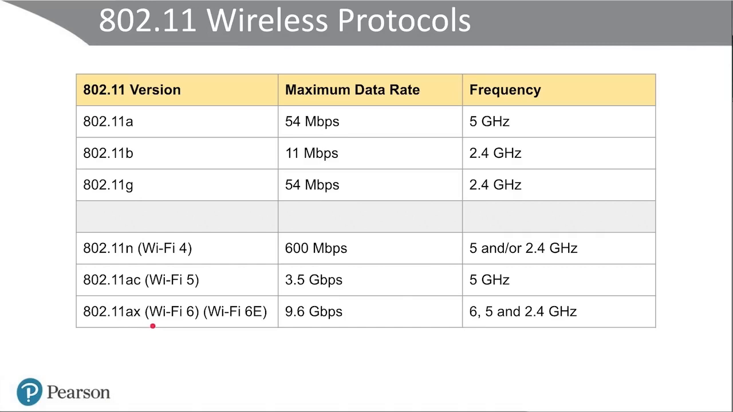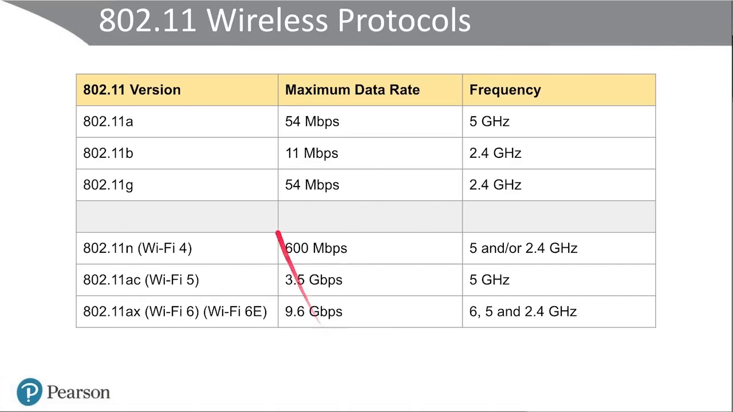802.11ax, which is known as Wi-Fi 6. And in fact, it's broken down into 2 sections: Wi-Fi 6, which can transmit on the 5 gigahertz and 2.4 gigahertz frequencies, and also Wi-Fi 6 enhanced, or Wi-Fi 6E, which can transmit on the 6 gigahertz frequency. And the maximum data rate supported by 802.11ax is 9.6 gigabits per second.